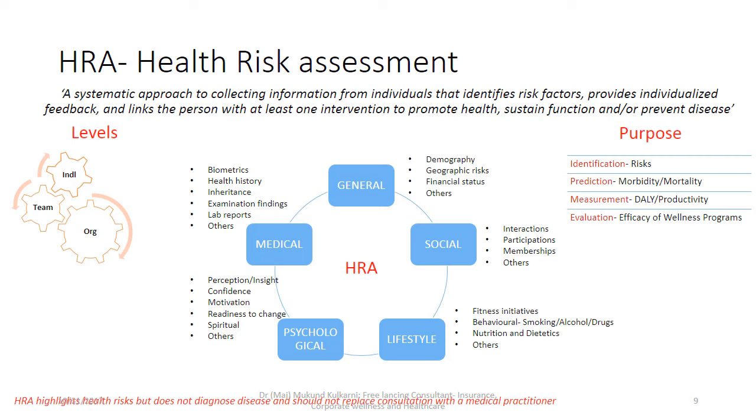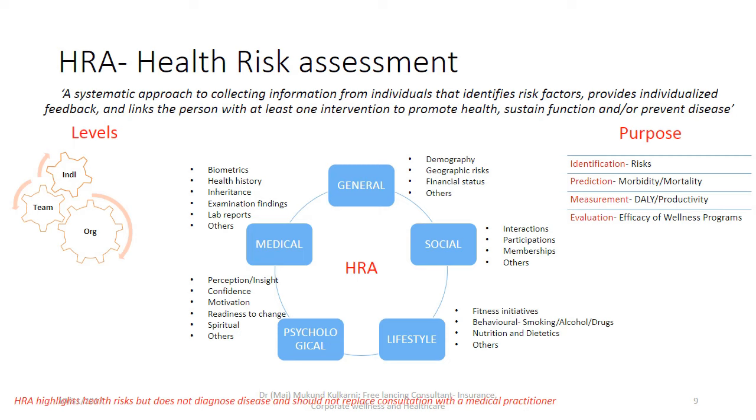Now, what is it? Basically, it means it's a systematic approach to collect information which identifies risk factors, and it provides individualized feedback and links the person with at least one intervention, either to promote health, sustain function, or to prevent disease. Now, that's a classic definition of HRA. And when we really try and think about how healthy a person is, what parameters can go into it, and how do we allocate weightages, we can still classify them into 5 categories.